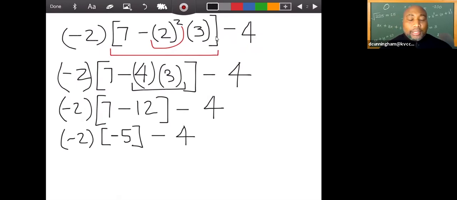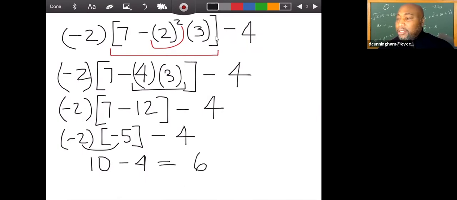Now, what do we do next? We have a multiplication and a subtraction. In this case, we do the multiplication first. This will be a positive 10, because those two negatives multiply to a positive, minus 4. Then we just do that, and it gives us 6. So our final answer will be 6.